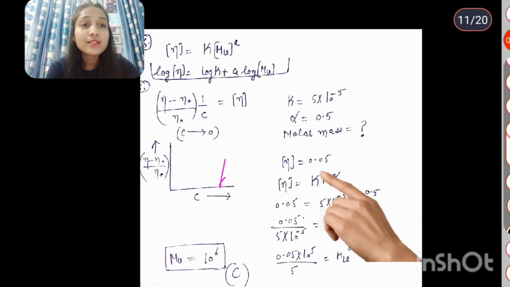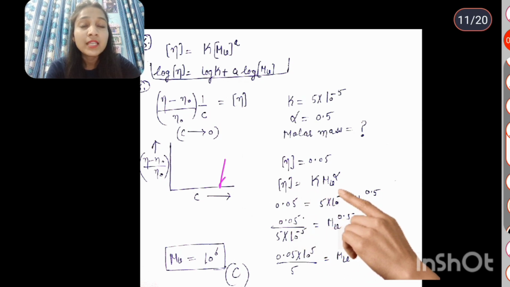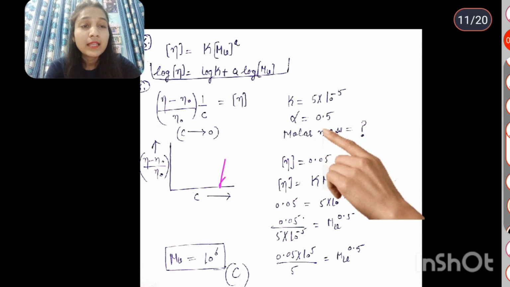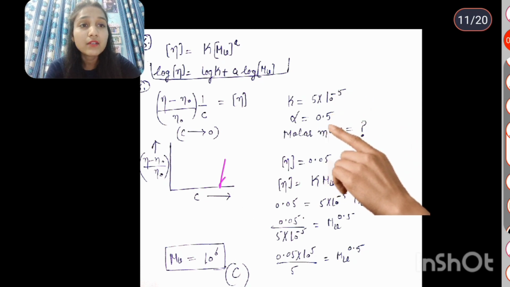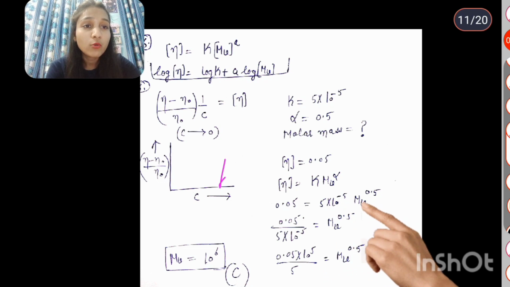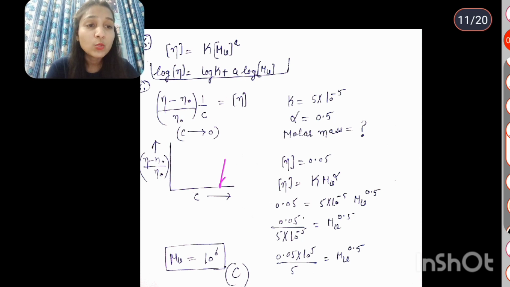given as 0.05. Now we have the formula for intrinsic viscosity: intrinsic viscosity is equal to K Mv to the power alpha. Mv here is the viscosity average molecular mass. So the values of K and the exponent constant are given, that is 5 into 10 to the power minus 5, and for alpha it is 0.5. So we have to put the values of all of them. After putting the values we calculate the value of Mv, that is the viscosity average molar mass.